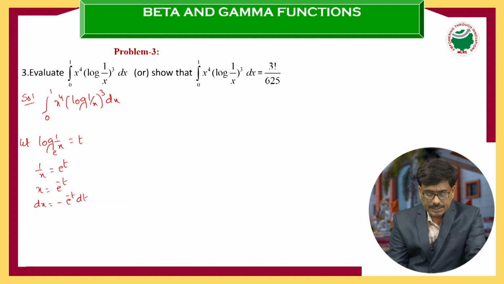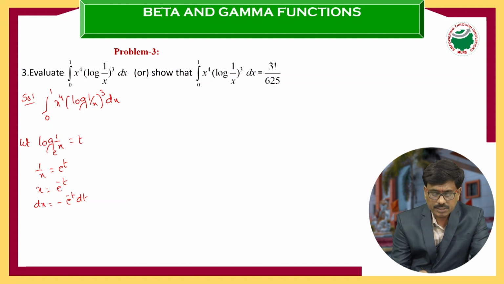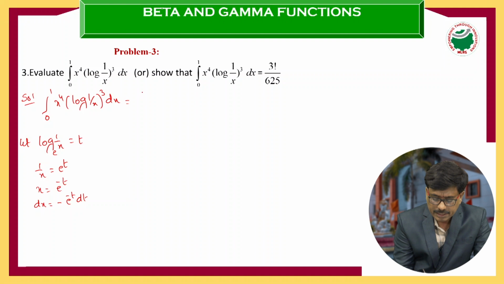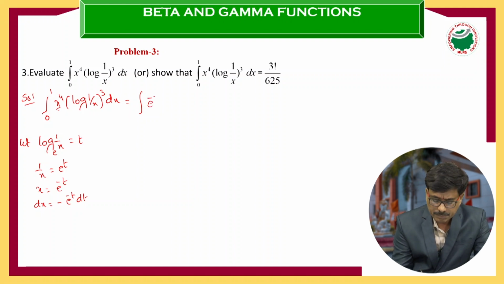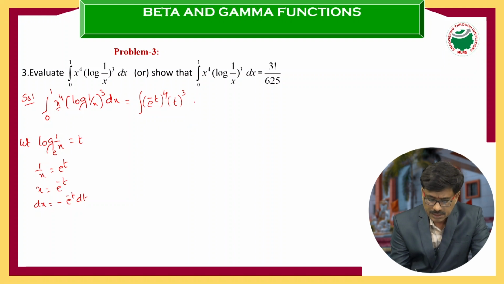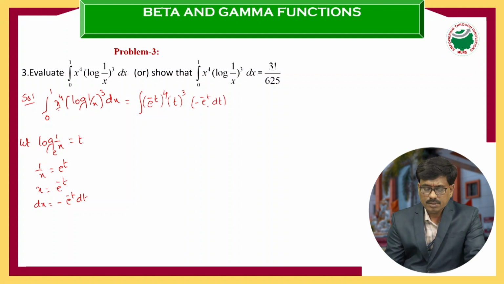Now I am going to substitute all the values I assumed into this integral. I am not going to talk about the limits first; I am going to substitute the function. What is x? x is equal to e power minus t, whole power 4. And log of 1 by x is replaced by t, whole power 3. And dx is replaced by e power minus t into dt. Okay, I think the substitution is clear.